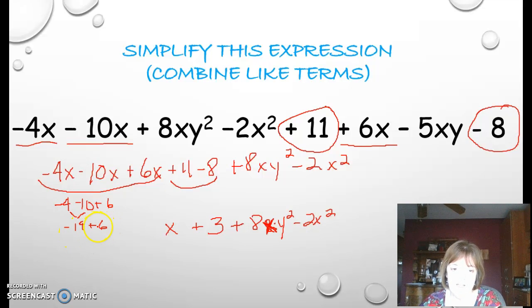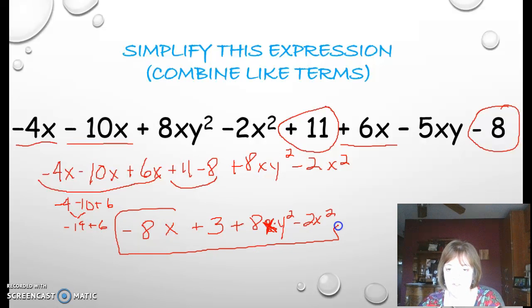That's like taking 14 minus 6, and we're going to keep the negative sign. So 14 minus 6 is 8. And I'm keeping the minus sign because the bigger number has the minus sign. So there it is. This is our simplified, even though it doesn't look very simple, does it? Okay? That is our simplified expression.